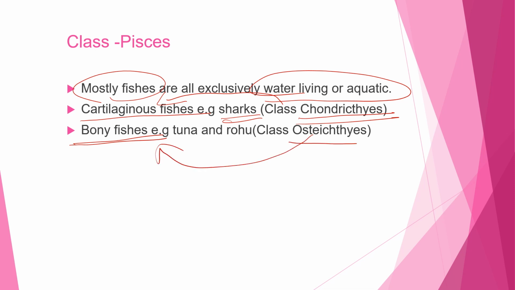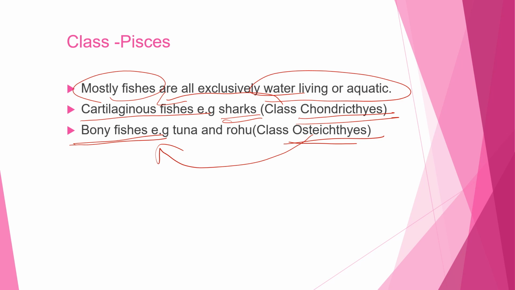So these are the new terms you are learning, dear students. Please learn them properly, with the proper pronunciation and the spelling. Cartilaginous fishes, for example sharks, are called Chondrichthyes, and bony fishes like tuna and rohu are called Osteichthyes. We are going to discuss the characteristics of both the cartilaginous fishes as well as bony fishes. We will learn their differences also separately.